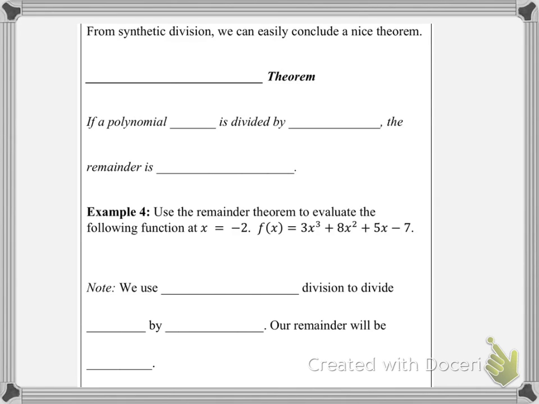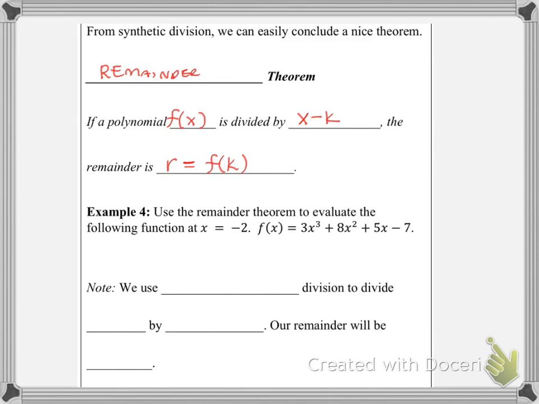Okay, so from synthetic division, we can easily conclude a very nice theorem, which is called the remainder theorem. So hopefully all went well in class and we got up to synthetic division. And so what the remainder theorem does, if we have some polynomial function f of x and it's divided by x minus k, so some linear factor, the remainder r is actually equal to f of k.